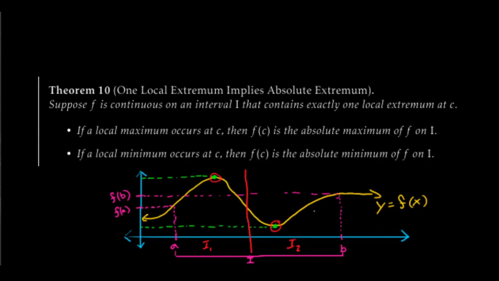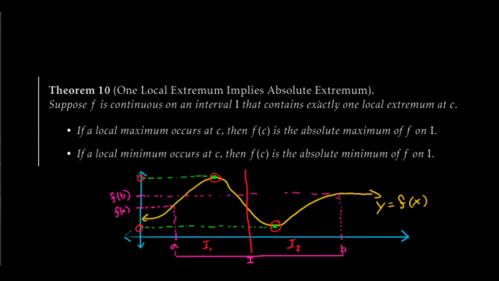Now, just looking at the outputs that I get when I plug in this point and this point, I can figure out that this is the absolute maximum of f on the entire interval I, and that this guy is the absolute minimum of f on the entire interval I.